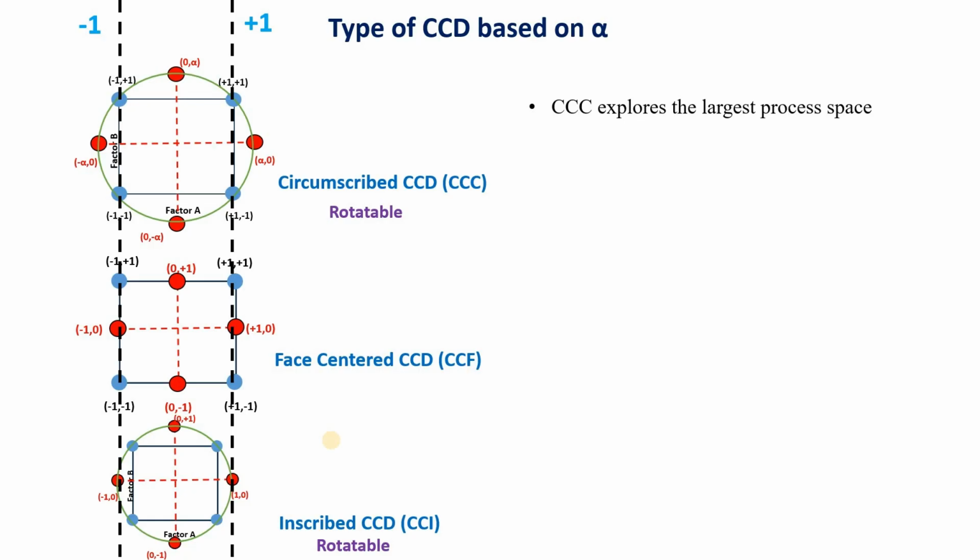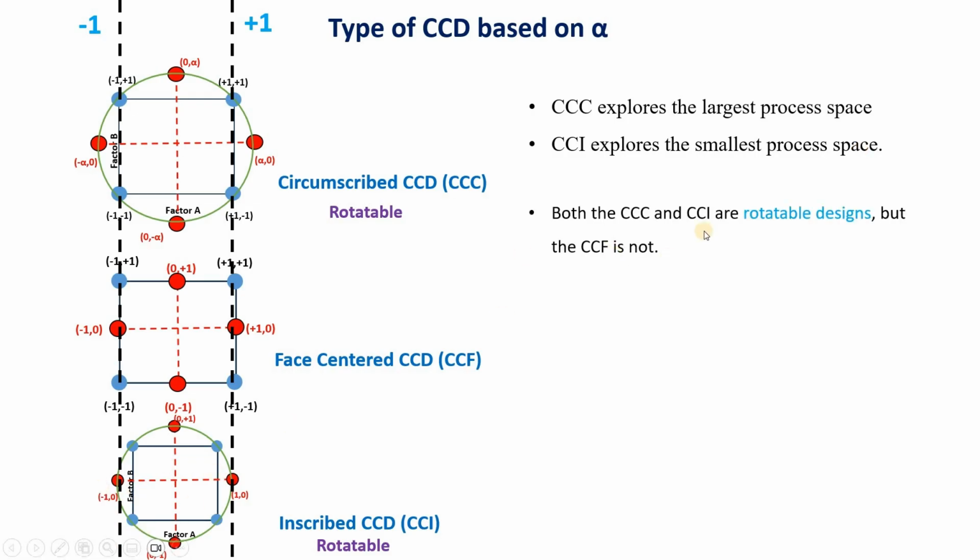So what does CCC do? It explores the largest process space, obviously. This process space lies between -1 and +1, whereas the space will go beyond +1 and beyond the -1 value. The next point is CCI, the inscribed one, which explores the smallest process space. Both CCI and CCC are rotatable designs, as we have seen, whereas CCF is not rotatable, obviously.